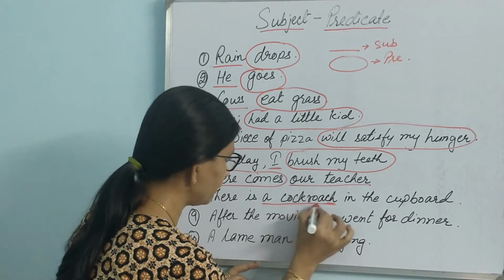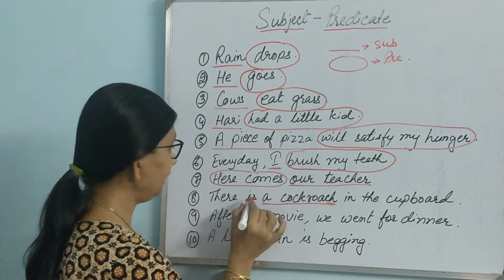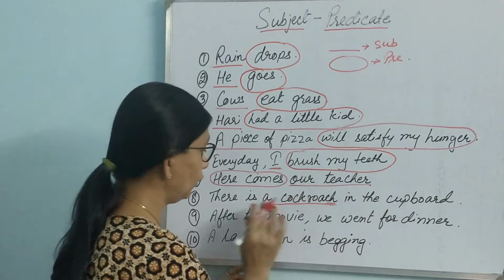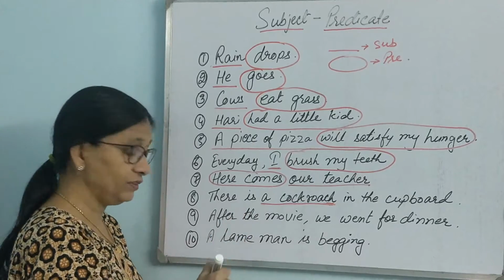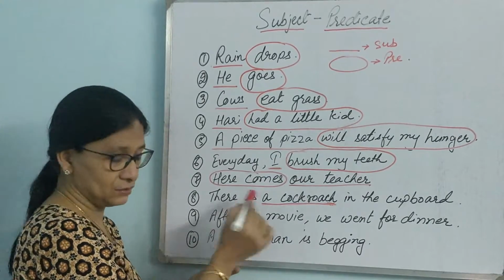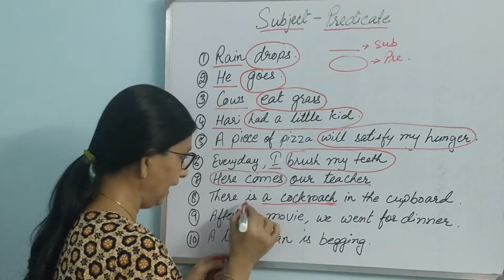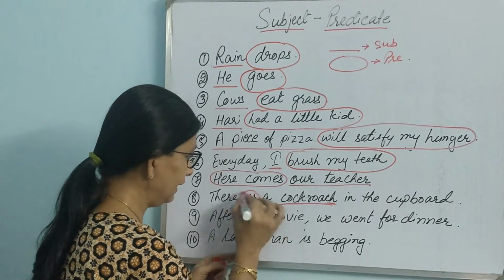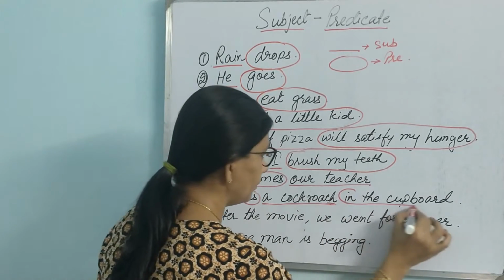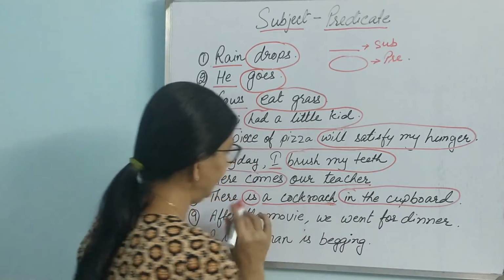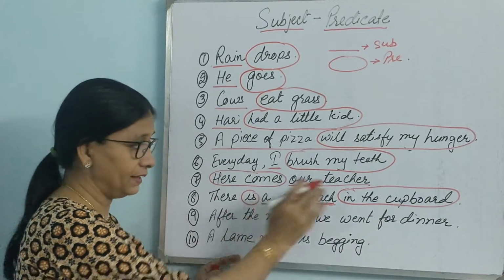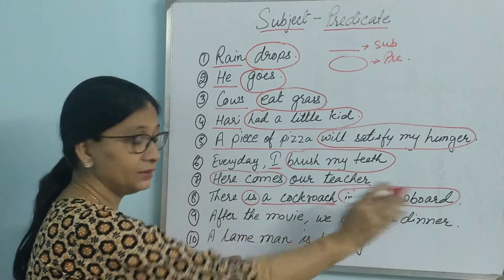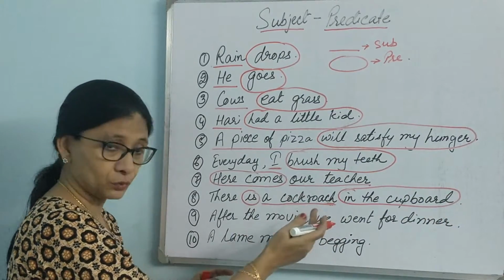So the subject will be a cockroach. A cockroach is the subject. And is there in the cupboard, because is has to be there. A predicate will have a verb. And which is the verb here? The verb is. So this has to be there. Is in the cupboard. You can take there, no problem. You can leave it, no problem. But is will be there in the predicate. Is in the cupboard. This is the correct way to write it down.